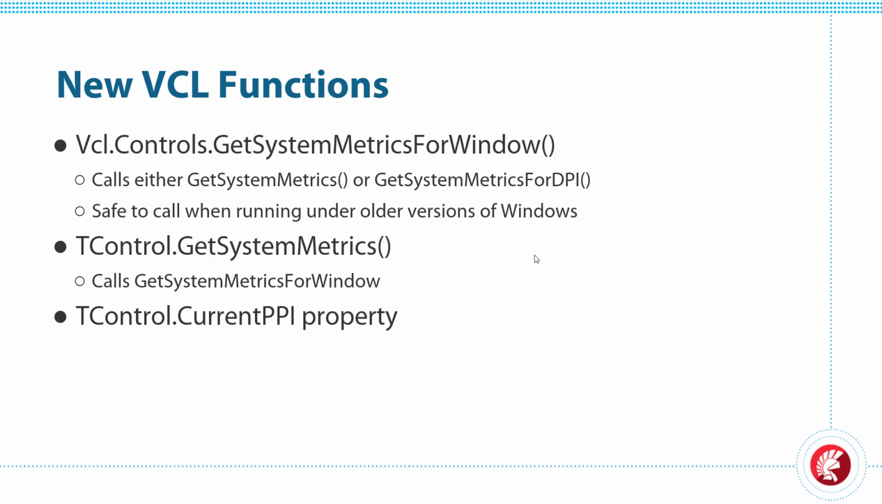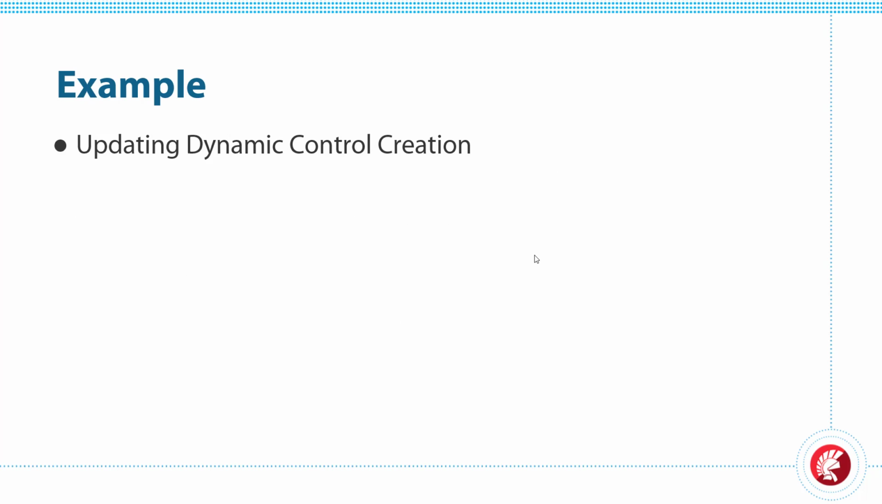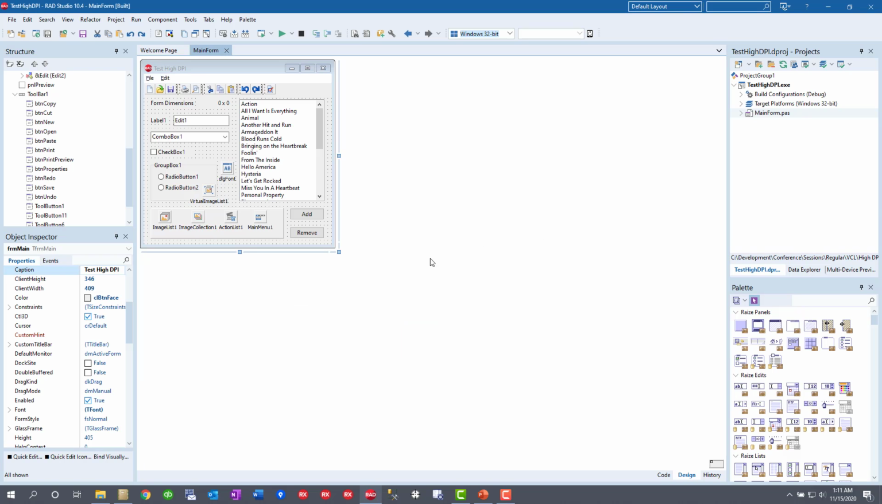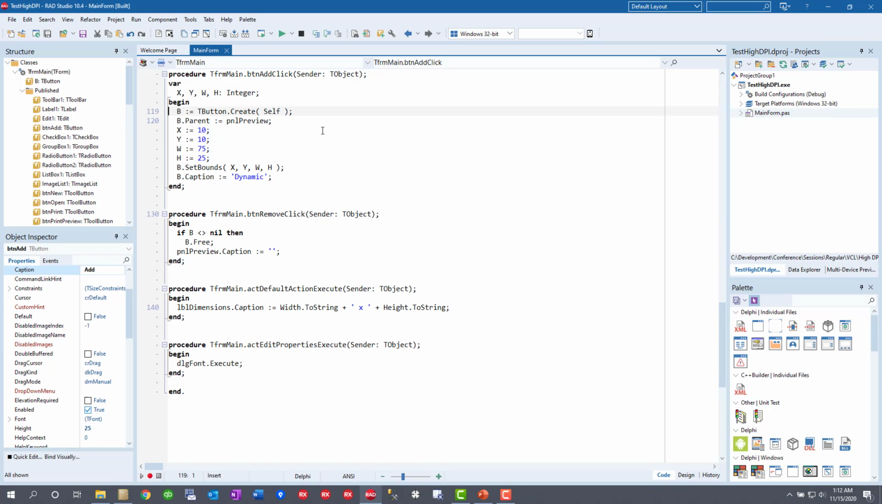So let's take a look at how we can update our application with the dynamic buttons. Let's take a look over in Delphi here. Right now, if we look at the add button and the implementation of that, you can see that it's pretty straightforward. We're dynamically creating a button, setting the different values, applying the bounds, and we're good to go. But again, if we're running on a high DPI scaled system, this isn't going to work right. So we need to adjust these dimensions based on the current scale factor.